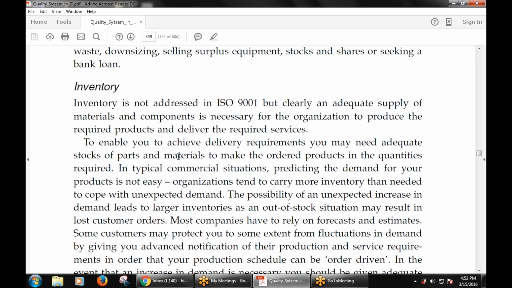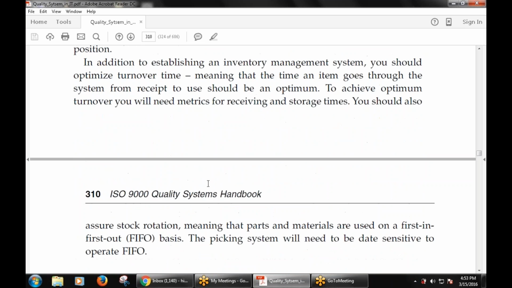And to achieve the delivery requirements, you may need adequate stock of the parts and the material required for the products in the quantities required, and in a typical commercial situation, predicting the demand for your product.